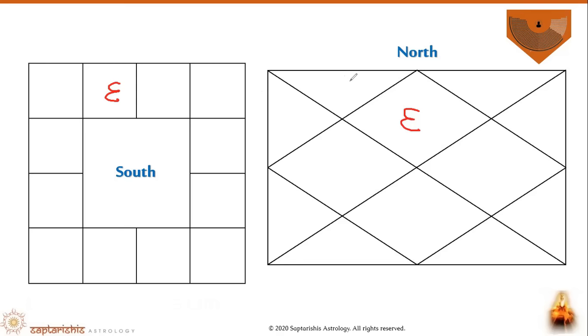So there is a very simple way of learning. 1, 5, 9 signs will be east. Correct, everybody? Yes, sir. Correct me if I'm wrong. These are absolute fundamentals. West will be 3, 7, 11.